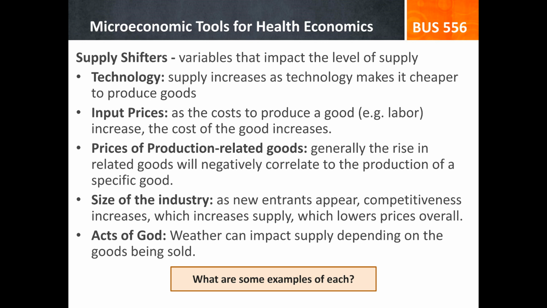And then acts of God. So weather can impact supply, depending on the goods being sold. An example of an act of God is when we talk about the swine flu epidemic or Zika. These are acts of God that occur that increase demand drastically because people get sick and then they have to go to the doctor. So you increase demand, which can increase price.